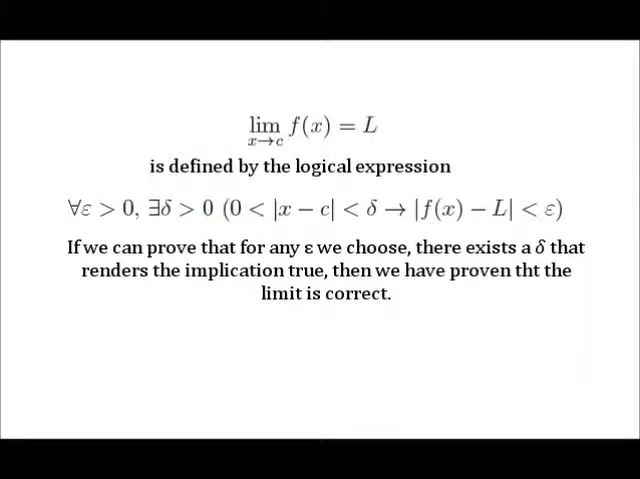So here is the precise definition of the meaning of the statement: the limit as x approaches c of f of x is L. For all epsilon greater than 0, there exists a delta greater than 0 such that if the absolute value of x minus c is greater than 0 and less than delta, then the absolute value of f of x minus L is less than epsilon.